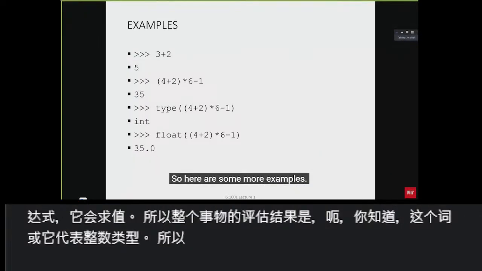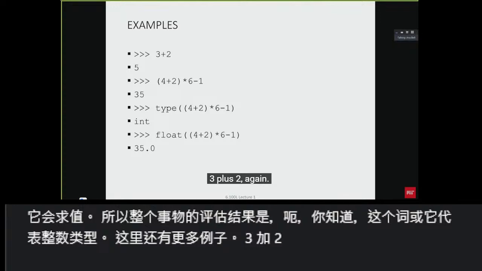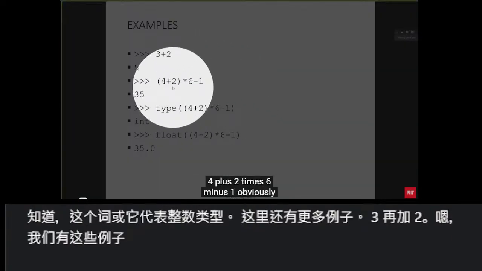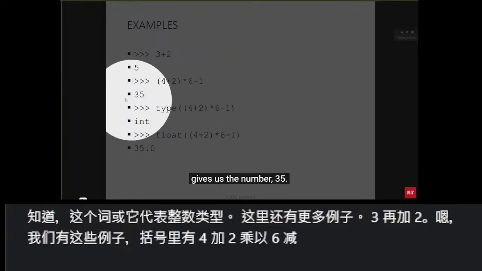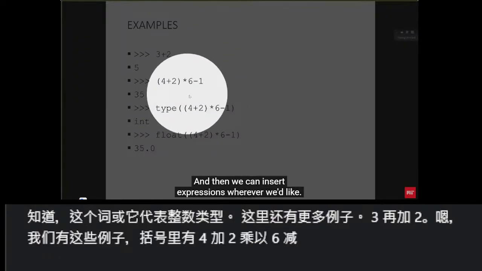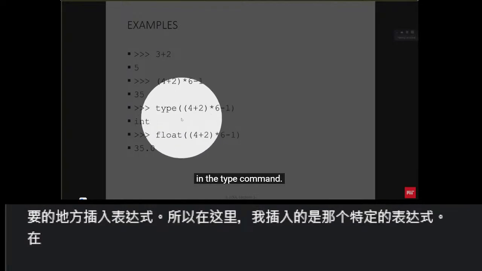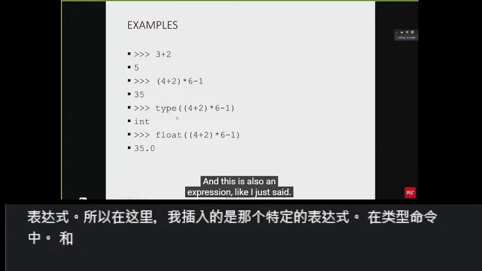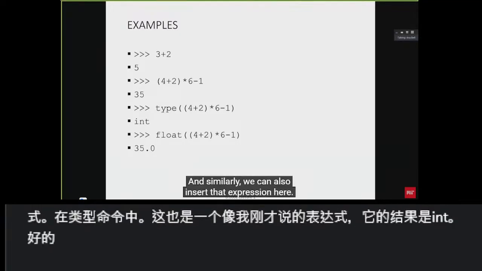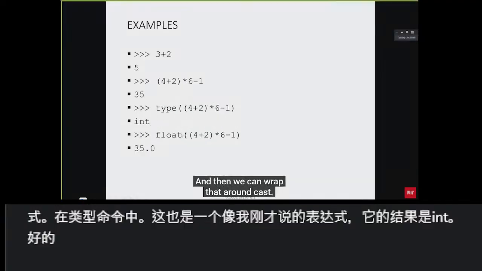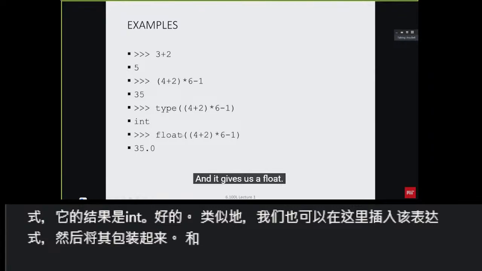So here's some more examples. 3 plus 2, again. We've got these examples with the parentheses. 4 plus 2 times 6 minus 1 obviously gives us the number 35. And then we can insert expressions wherever we'd like. So here I'm inserting that specific expression in the type command. And this is also an expression, like I just said, and its result is int. Okay? And similarly, we can also insert that expression here, and then we can wrap that around cast, and it gives us a float.